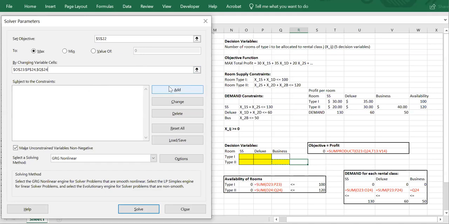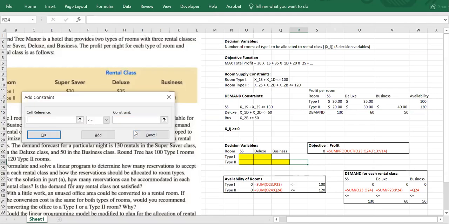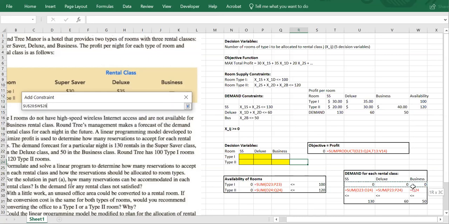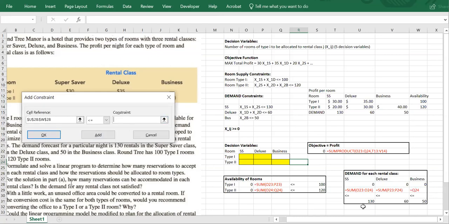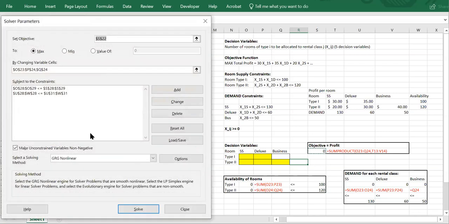So subject to the constraints. What are my constraints? I have 5 of them. I have room availability. The number of rooms allocated should be less than or equal to the number of rooms available. The number of rooms allocated to each rental class should be less than or equal to the maximum demand for that class. And that's it. And then making sure that my solving method is simplex linear programming and then non-negativity constraints. I believe everything is set up, so let's go ahead and try it.